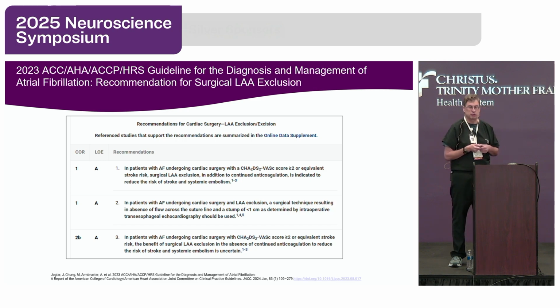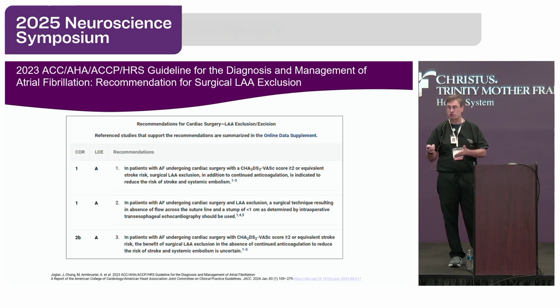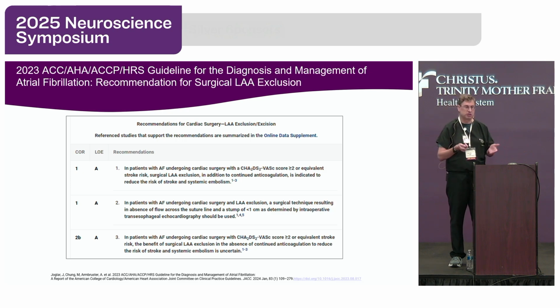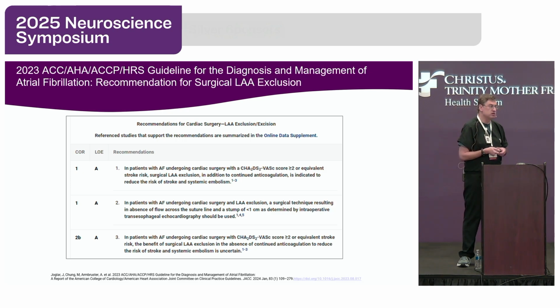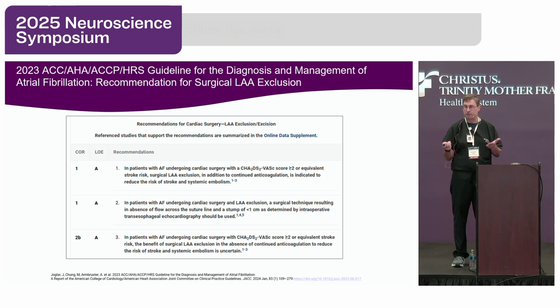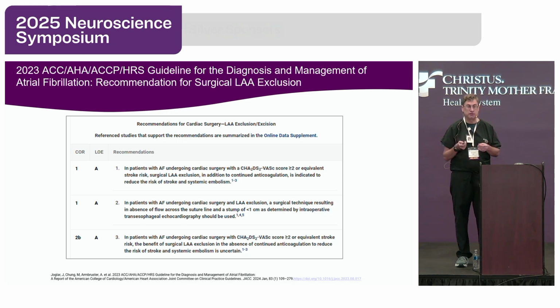There is a lot of interest in closing the appendage in patients that don't have atrial fibrillation, and there's an ongoing study, because patients that have open heart surgery have about a 40 to 50% chance of developing AFib in the postoperative state, and so this may allow us to deal with those patients that will soon develop atrial fibrillation.